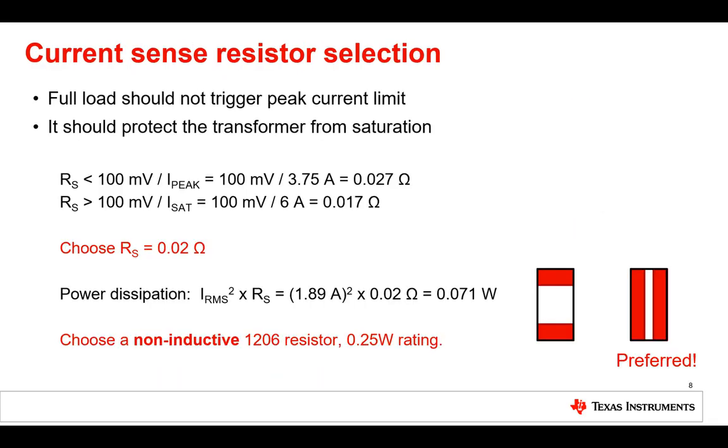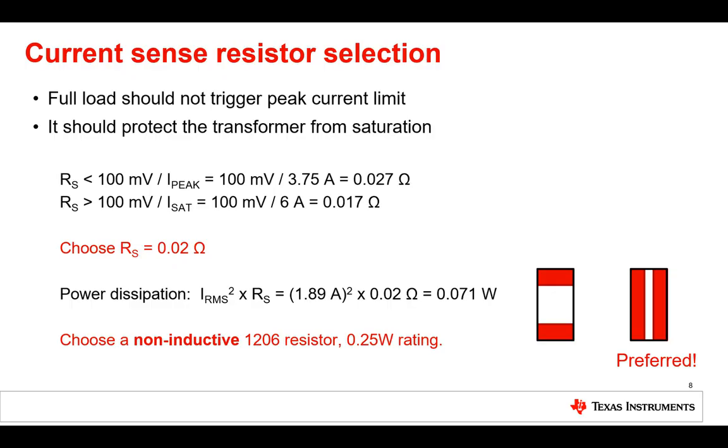Now let's go on with selecting the right current sense resistor. The LM5155 is a peak current mode controller, so the sense resistor needs to be selected so that it does not trigger current limit at full load and lowest input voltage. And it has to protect the transformer from going into saturation. So it has to be smaller than 27 milliohm and bigger than 17 milliohm. So 20 milliohm was chosen for this design.